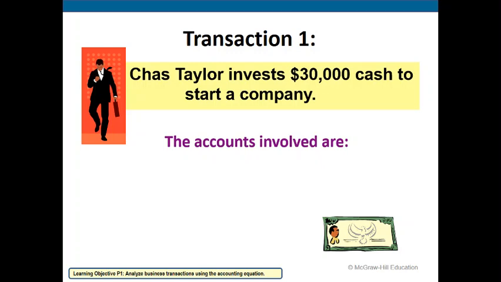Here we have 30,000 cash. So we have that going to cash, the cash account. What's the 30,000 going to go to?